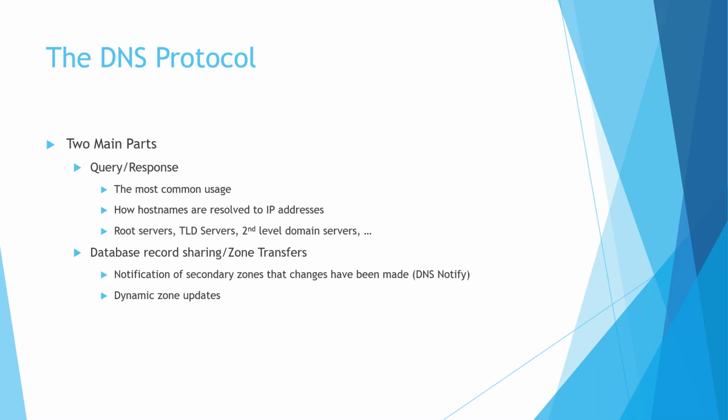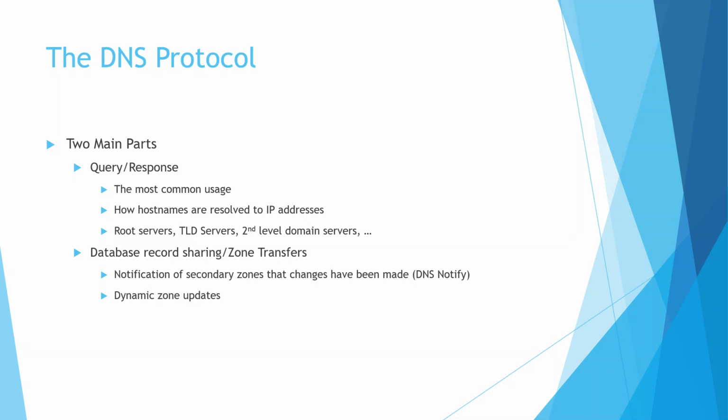So then we have the DNS protocol. There are two main parts. There is the query/response, which is going to be the most common usage. Hey, I need the IP address for www.google.com. This is how we are resolving our host names to IP addresses, and we go through this process where we iterate through the infrastructure to find the host name to IP address mapping.